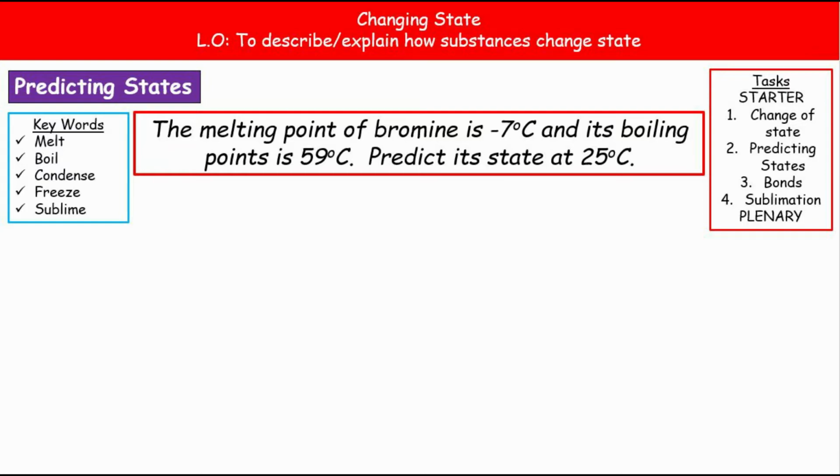One of the common questions you could be asked is they're going to give you a particular temperature that a chemical is found at, and they will give you its melting point and its boiling point. And you'll be asked to predict what state of matter you'd find it in at that temperature. So have a go at this question here. The melting point of bromine is -7 degrees Celsius and its boiling point is 59 degrees Celsius. Predict its state at 25 degrees Celsius.